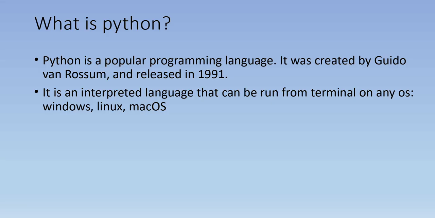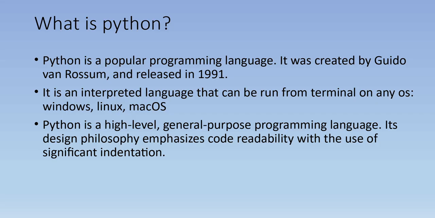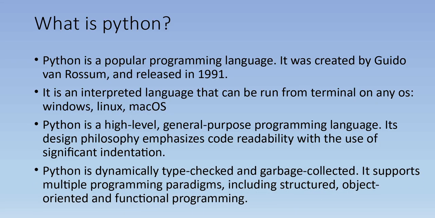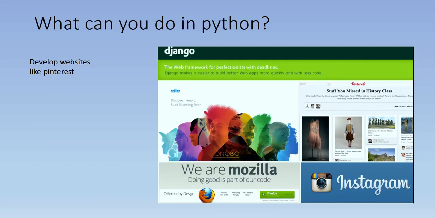The terminal of any operating system like Windows, Linux, or Mac OS can be used to run Python code. It's a high level language and it emphasizes code readability using indentation. It's dynamically type checked and garbage collected. It supports multiple programming paradigms, including structured, object oriented, and functional programming.